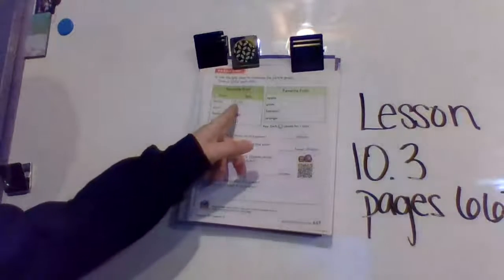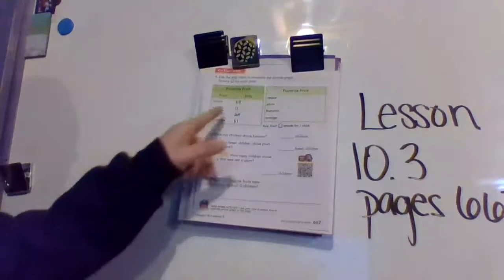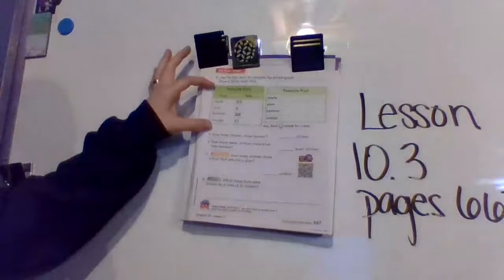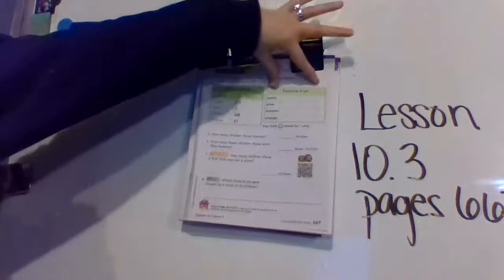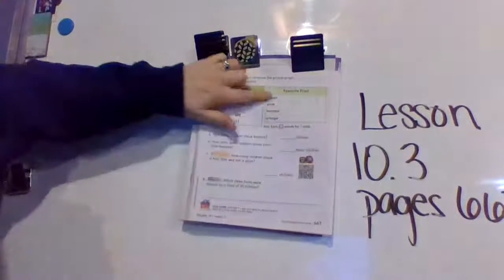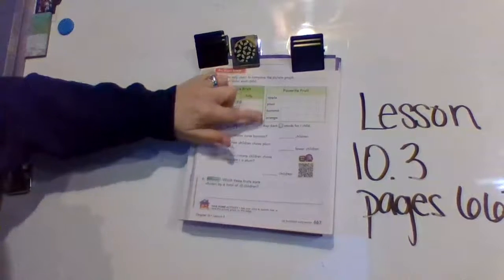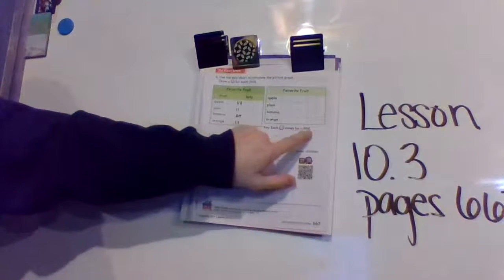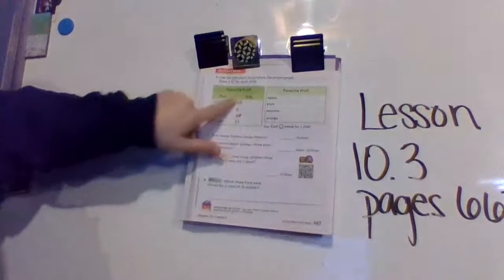We can see that we have 4 tallies for the apple, 2 for the plum, 5 for the banana, and 3 for the orange. So let's use this data and plug it into our picture chart over here where it says favorite fruit. They have them all listed, apple, plum, banana, orange. And then it says each smiley face stands for 1 child. So we have to go ahead and move the smiley faces over to our picture graph.